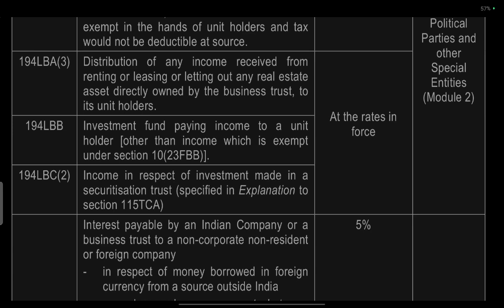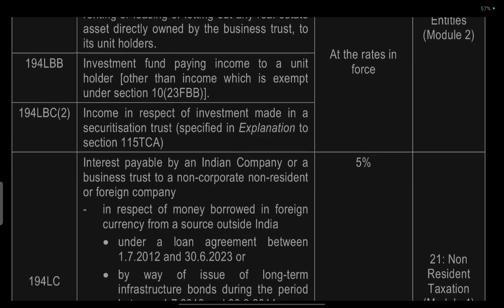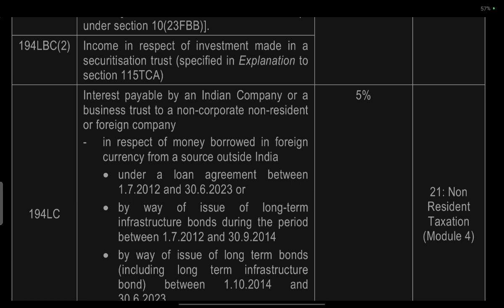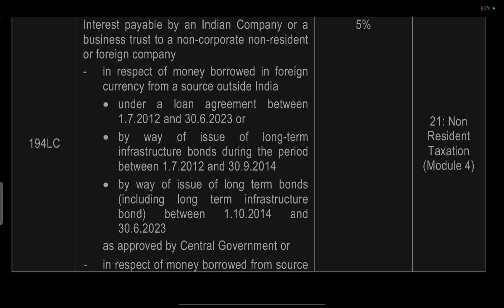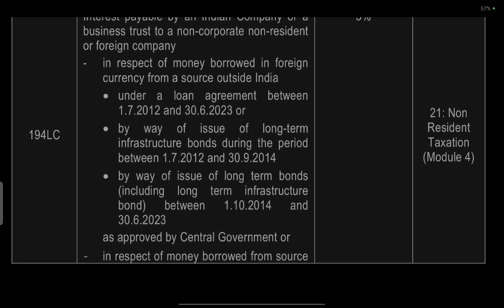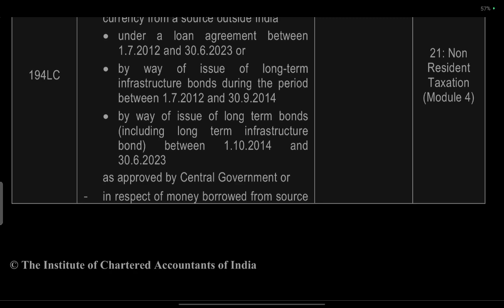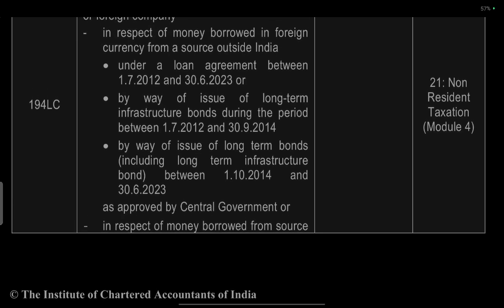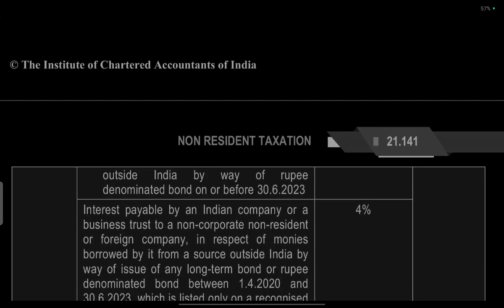Section 194LBC: income in respect of investment made in the securitisation trust as explained in Section 115TCA, at the rates in force. Section 194LC: income payable by an Indian company or business trust to a non-resident or foreign company in respect of money borrowed in a foreign currency from outside India under a loan agreement from 1st July 2012 to 30th June 2023, by way of issue of long-term infrastructure bonds during the period 1st July 2012 to 30th September 2014, and by way of issue of long-term bonds including long-term infrastructure bonds between 1st October 2014 and 1st June 2015, approved by the central government, 5%. Money borrowed outside India by way of rupee denominated bond, 5%.